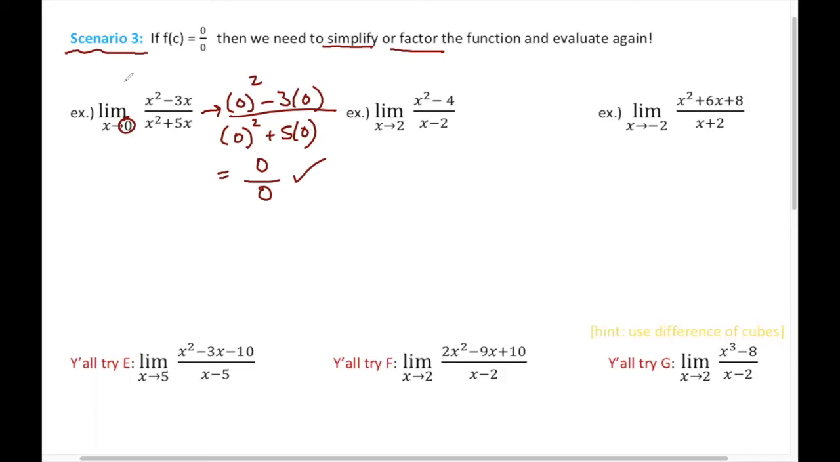So instead of doing a table on this one, we can do some algebra to simplify and then evaluate again. It's pretty cool how this one works. So you have to be a little bit of an inspector.